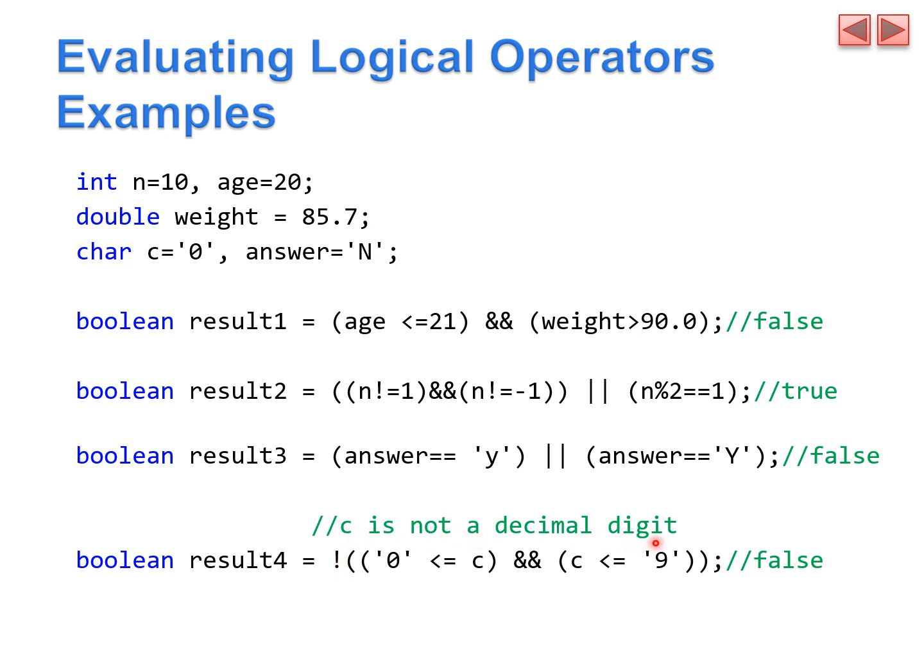And right now c is assigned the digit 0, okay, the character 0. So this one is true. And this one, which is c less than or equal to 9, is also true. So the result of this logical AND is true, and then when you apply the logical NOT to true, you get the value false.